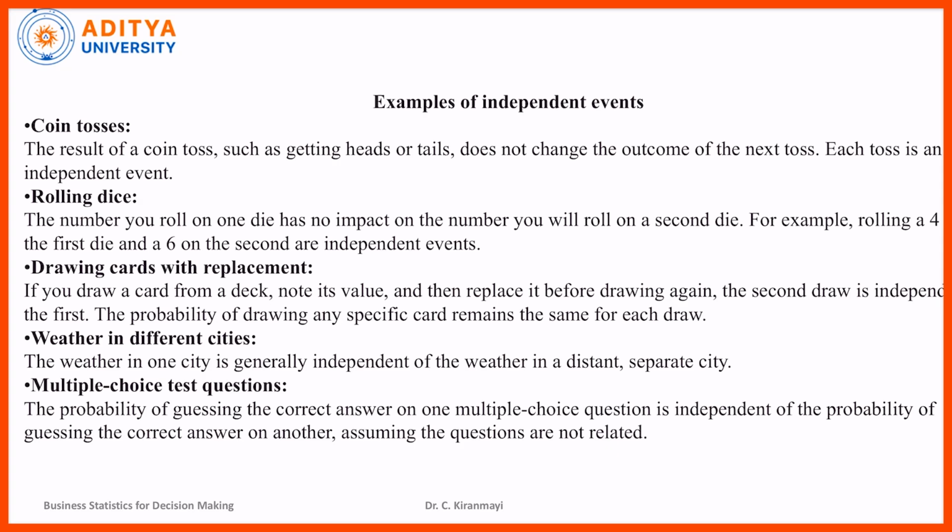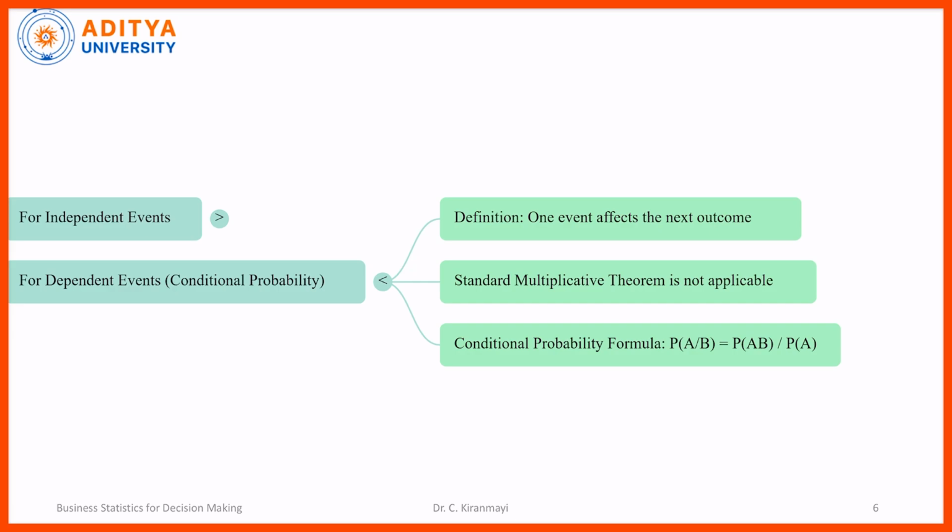So, both the events are said to be independent events. These are the various examples for independent events. In case of independent events, the probability of happening of both the events is given by the simple product of their individual probabilities.